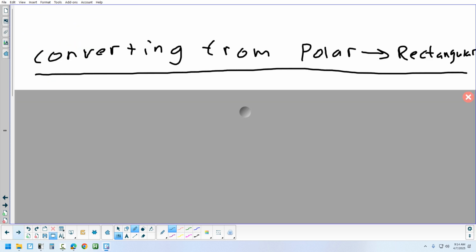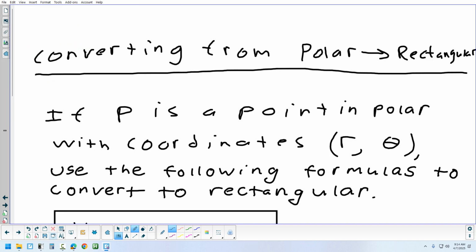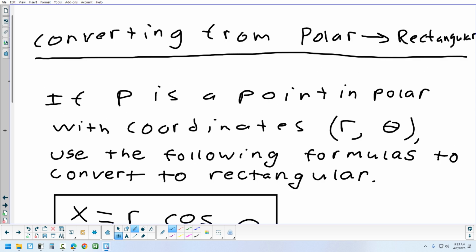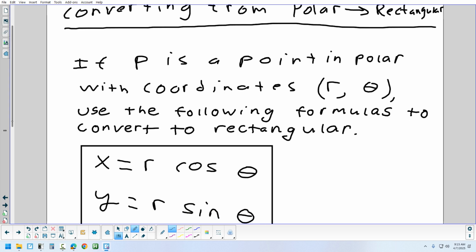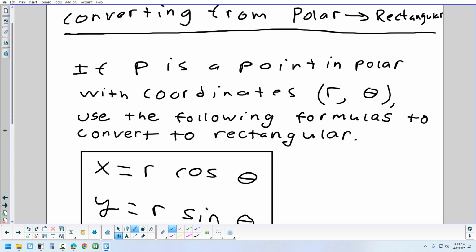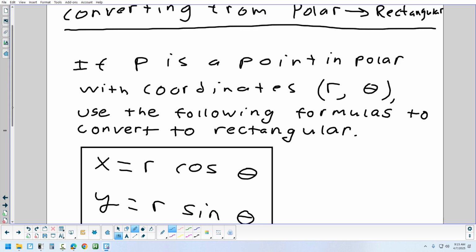And I think I wrote all that down. It's pretty much the same formulas again. So they'll give you an r and a theta in the problem, and you're going to plug in the two numbers they give you into the two formulas that are on the board. X equals r cosine theta, y equals r sine theta.